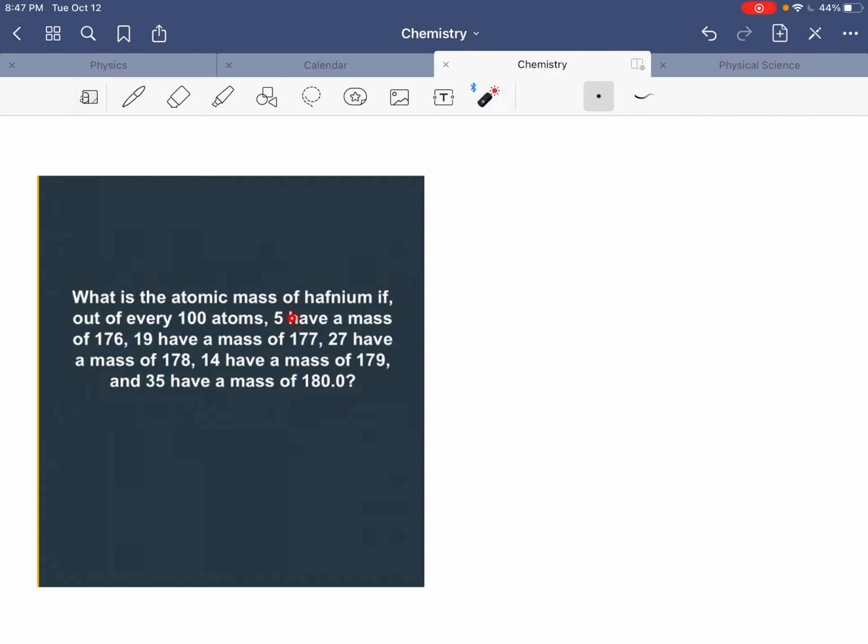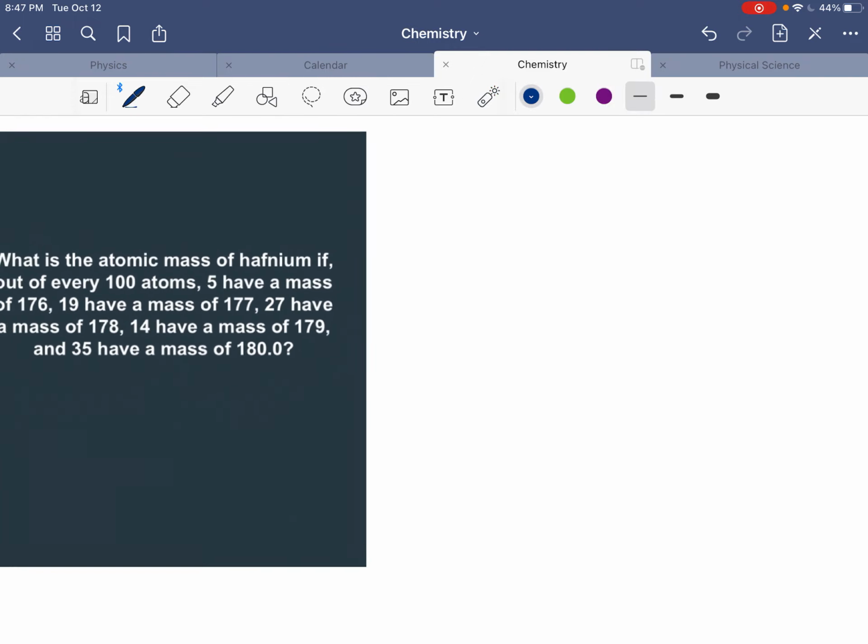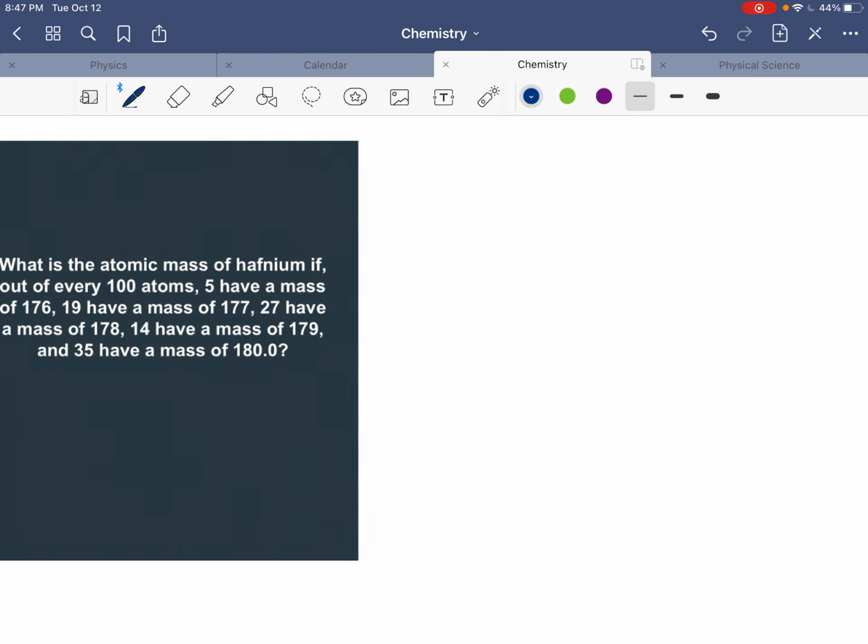So basically all of these, in order to figure out the percent, we would take the number divided by the whole. So 5 divided by 100, it's just going to be 5%. So we're going to have 5% of the 176 isotope, 19% of the 177, 27% of the 178, 14% of the 179, and 35% of the 180. Again, I'm going to set this up just how I did it before on the previous one.